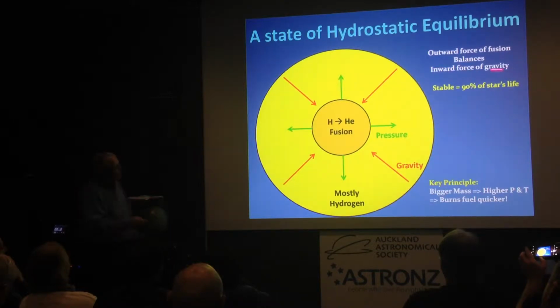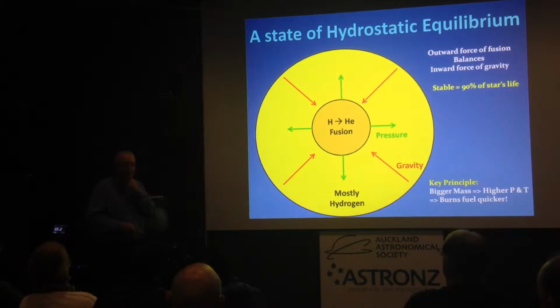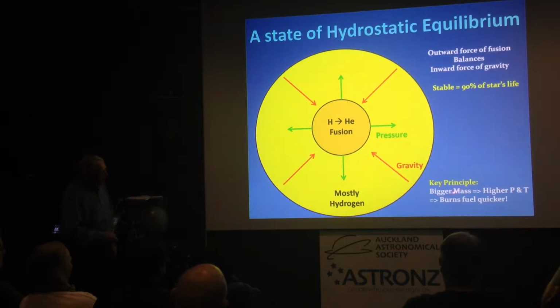Very, very stable there. A star will spend 90% of its life sitting in that state, hydrostatic equilibrium on the main sequence. So you've probably heard our star lasts about 10 billion years on the main sequence. That immediately tells you that when it's done and dusted, the remainder of its life is going to be just a quick billion years, so 10%. Key principle: the bigger the mass, the higher the pressures and temperatures, and it burns fuel a lot quicker.